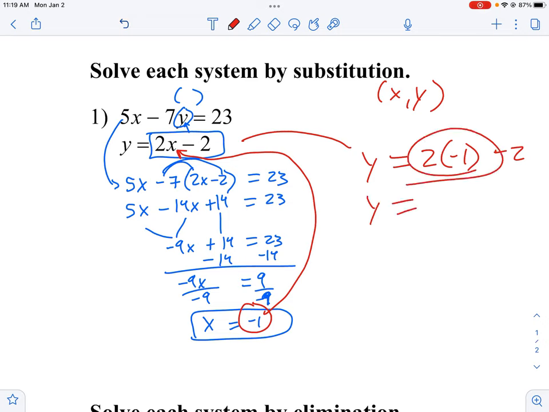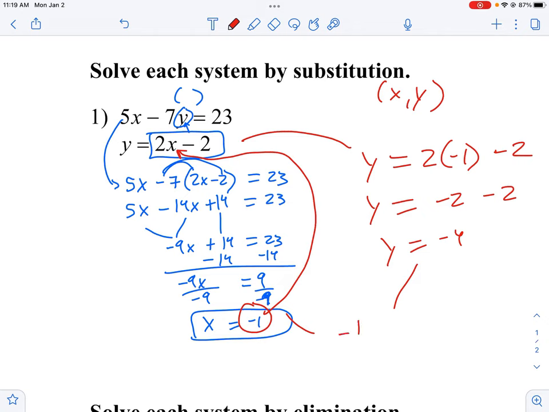So we got 2 times negative 1, that's negative 2. And then it still had subtract 2 on it. That's a bad looking 2, I'm going to rewrite that. Okay, we're now going to combine these. Negative 2 minus 2 equals negative 4. So I got y equals negative 4. Now we have our two numbers. We can put them together to make the point. X goes first, y goes second, and voila, you got an answer.